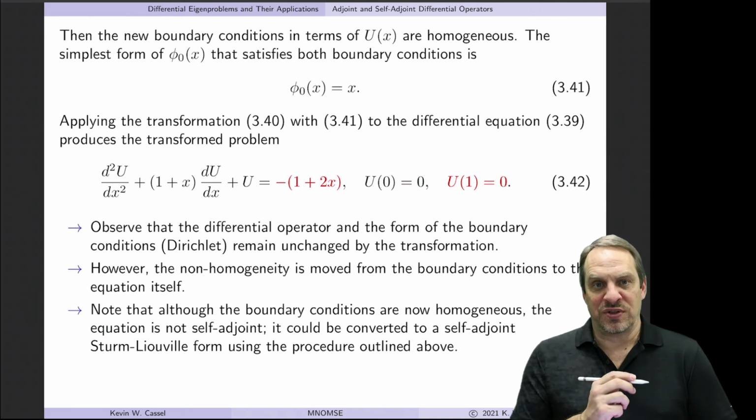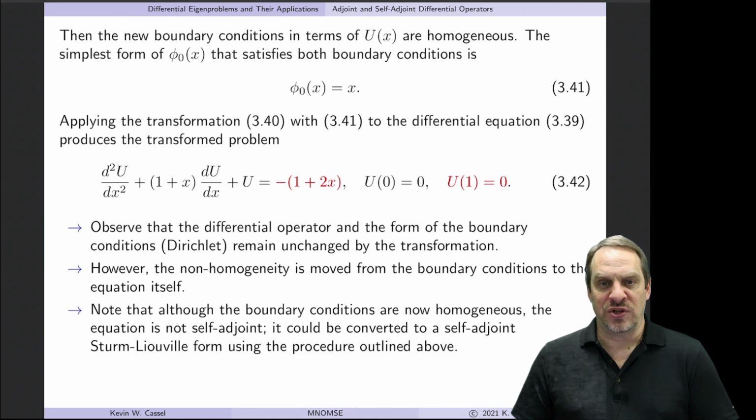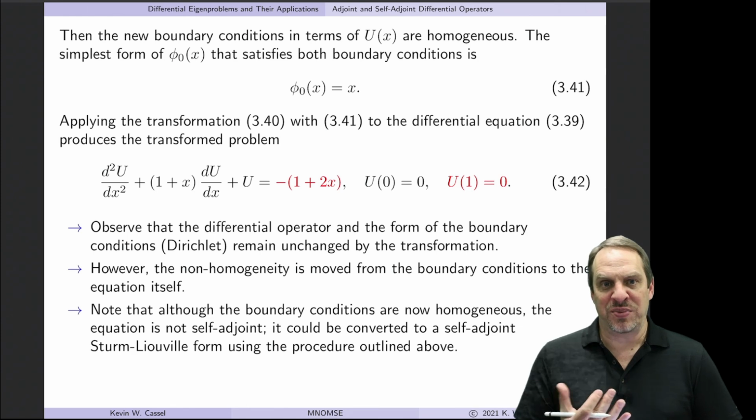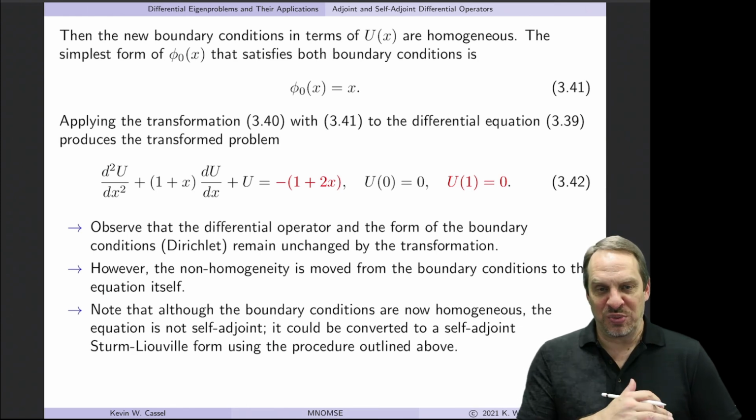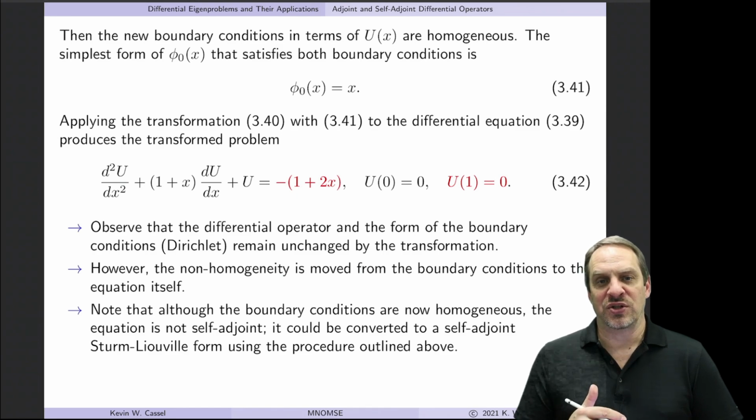So now we could use the method we just discussed a moment ago to handle this non-homogeneity in the differential equation itself, and we can use the eigenfunction expansion approach because we now have homogeneous boundary conditions. Now, as always, this equation in this particular form may or may not be self-adjoint. So you may have to use the other approach that we discussed at the beginning of this video to convert this differential equation into an equivalent Sturm-Liouville form.